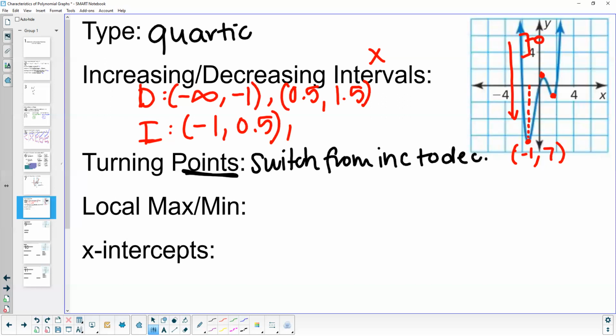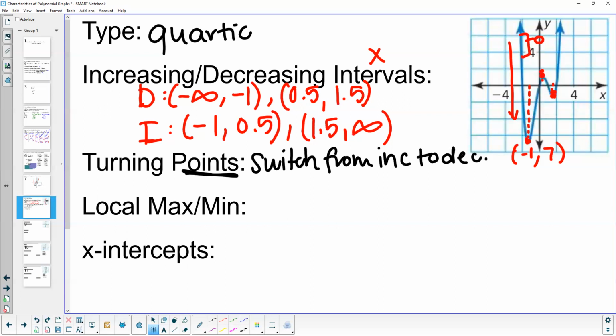And then once we get past this piece, we are increasing the rest of the way. So we're going to increase from 1.5 until we get to infinity. Now notice how these all have those soft brackets, those parentheses. The reason why is because we're not including any of these numbers. It doesn't increase or decrease at any of those turning points. That's why they're called turning points. So our turning points here are those 3 red dots.